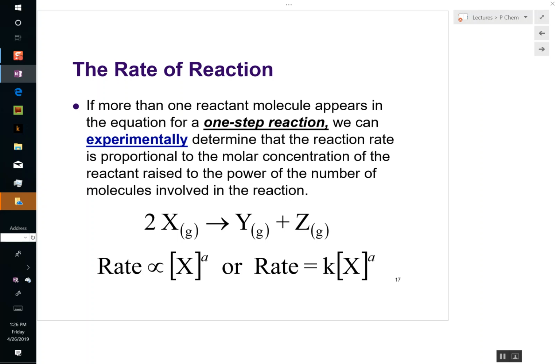Now, what we'll see as we go on here, this coefficient and this coefficient are not necessarily the same. In some cases, coincidentally, it works out that way, but in most cases, that isn't necessarily the case. It doesn't just follow that because stoichiometrically 2X yields Y and Z, the reaction is going to be second order in X. That is not given, all right? The order of a reaction with respect to any one of the reactants in the reaction is something that has to be experimentally determined.